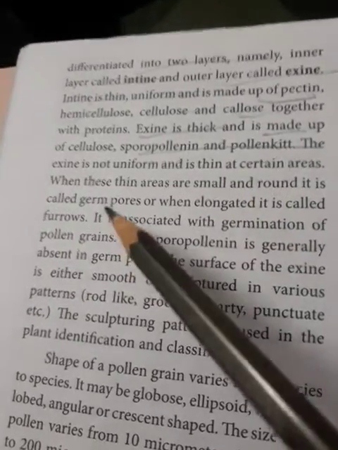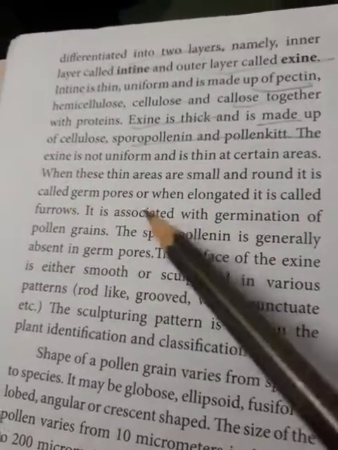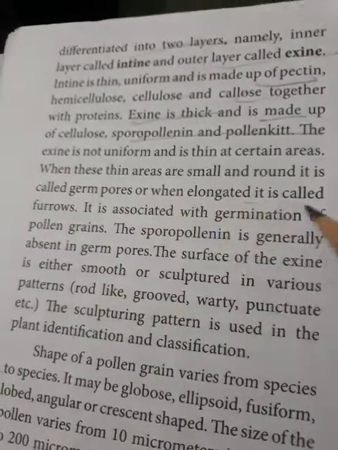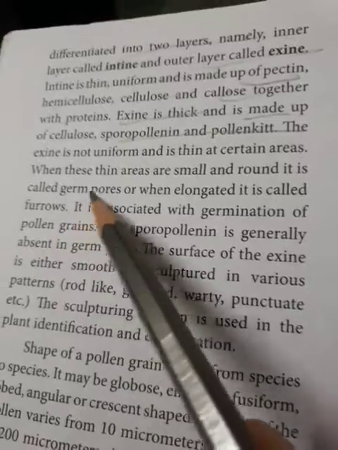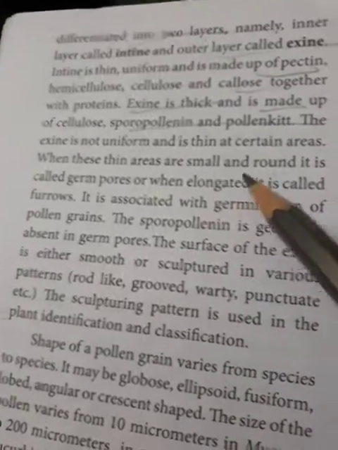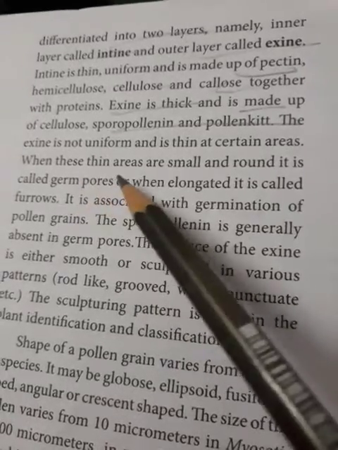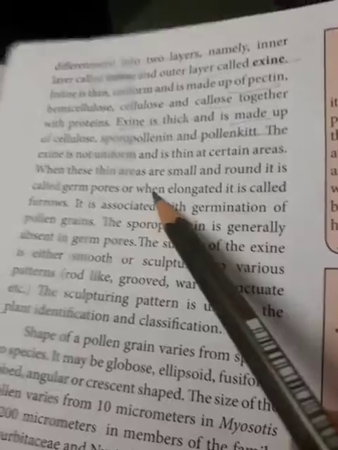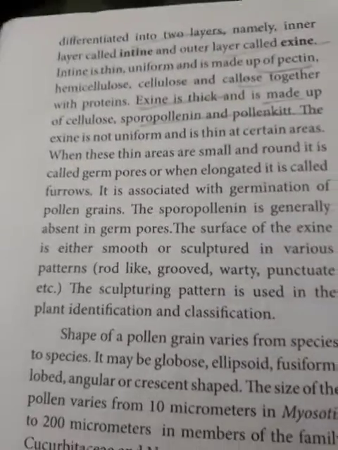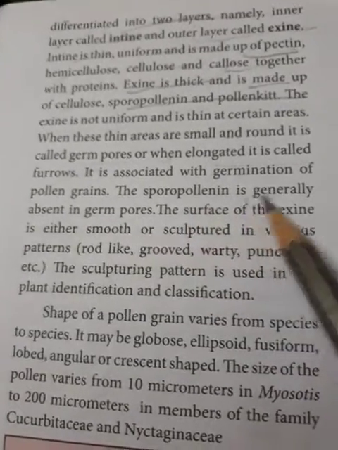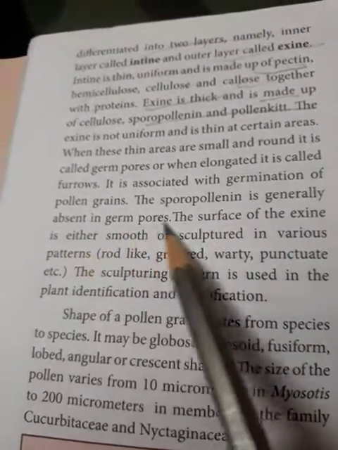Those thin areas are called the germ pores, through which pollen grains start to germinate. When they are elongated, they are called the furrows. So, it is not uniform. When these thin areas are small and round in shape, they are called germ pores, but when they are elongated, they are called furrows. They are associated with the germination of pollen grains. The sporopollenin is generally absent in germ pores.